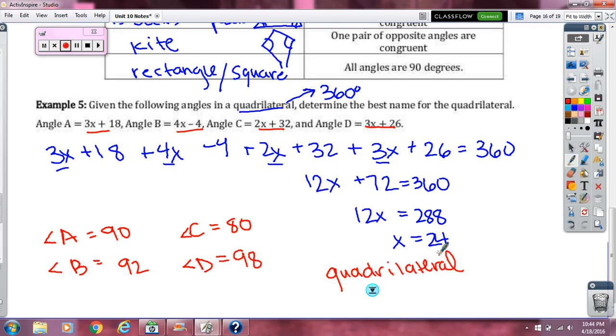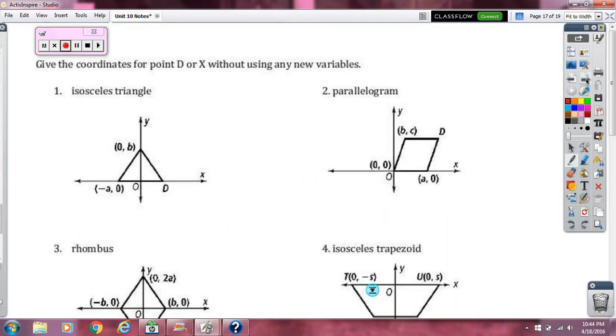Very exciting. Not. Alright, so now that we're kind of done with the stuff that's like distance formula-y, we're going to look at some problems that are a little bit more abstract. So we've got to give the coordinates of point D or point X without using any new variables. Basically what's going on is they're going to give me some letters that represent points in the coordinate plane, and I've got to use those same letters to determine where any of these missing points are.